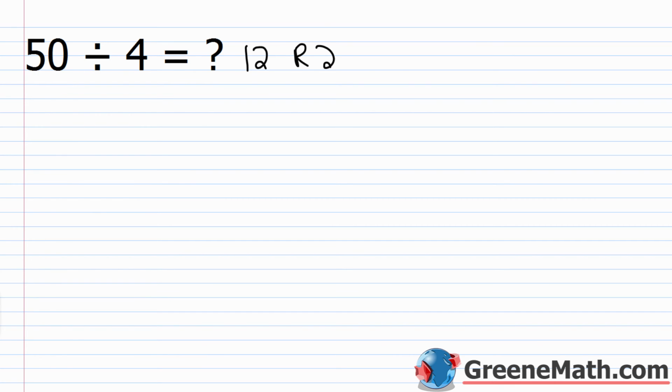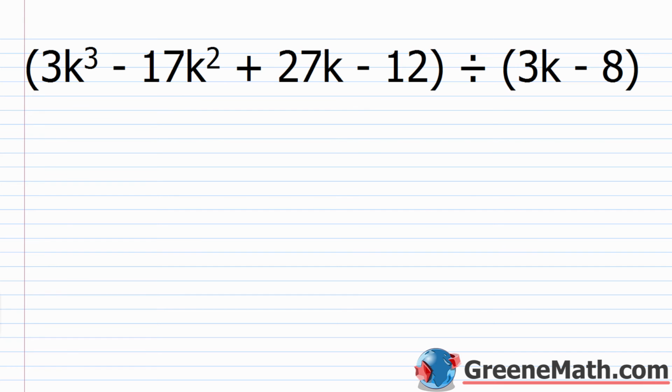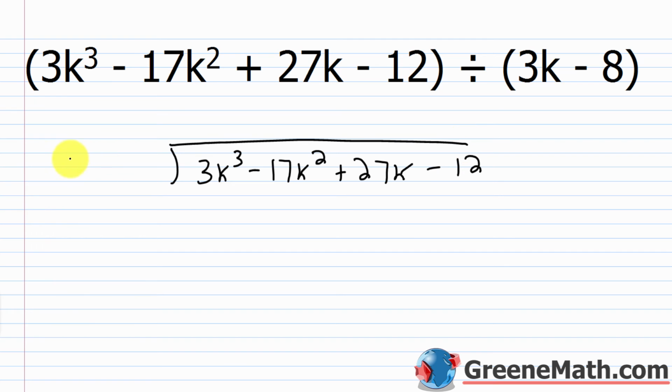All right, so let's take a look at our problem. So we have 3k cubed minus 17k squared plus 27k minus 12. And I'm dividing by 3k minus 8. So again, this guy goes under the house. So 3k cubed minus 17k squared plus 27k minus 12. And we're going to divide this by, again, 3k minus 8. So I can keep writing this off to the side.